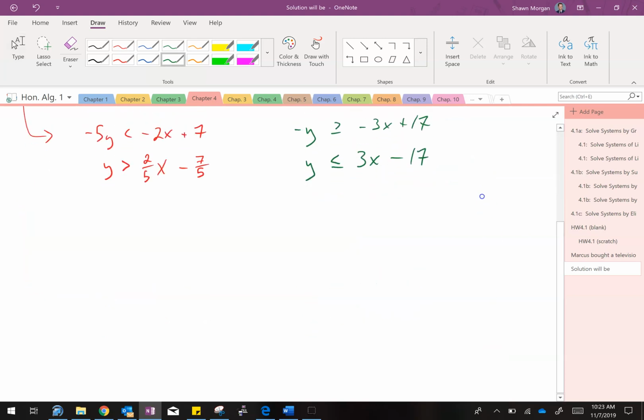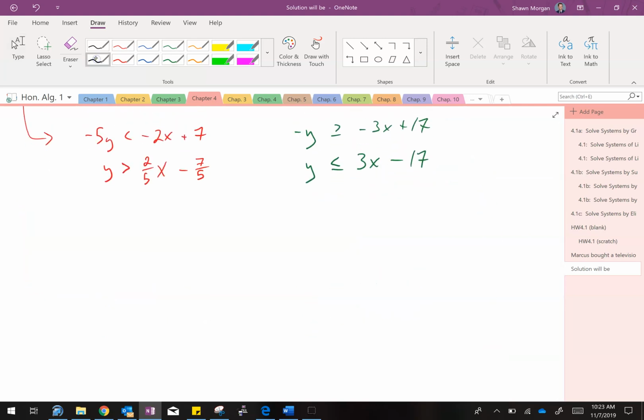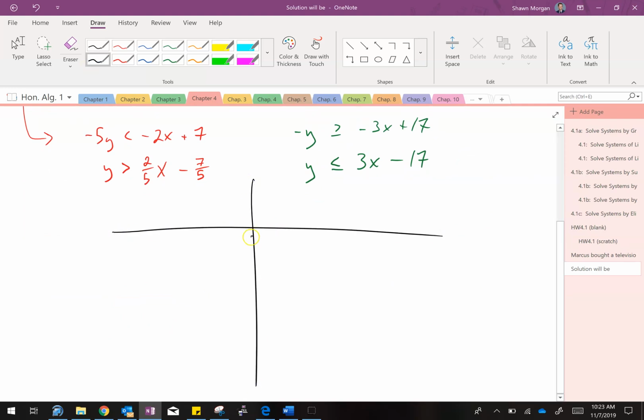We're going to put them on one big Cartesian plane, the XY plane. So 1, 2, 3, 4, 5, 6, 7, 8, 9, 10, 11, 12, 13, 14, 15, 16, 17. Woo! And we're going to go up 3 and to the right 1. Up 3 and to the right 1, and so on and so forth.